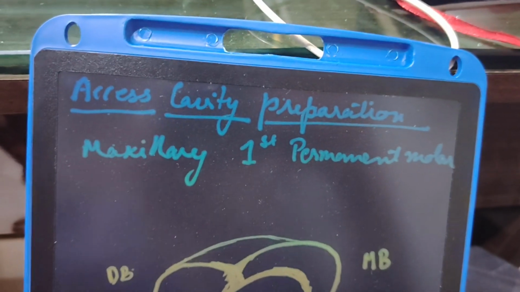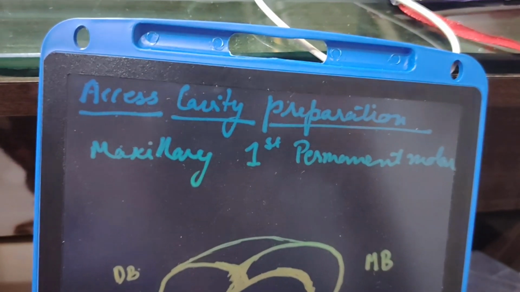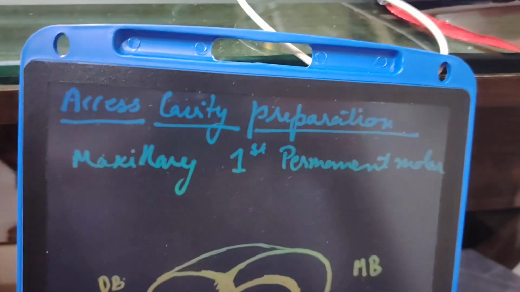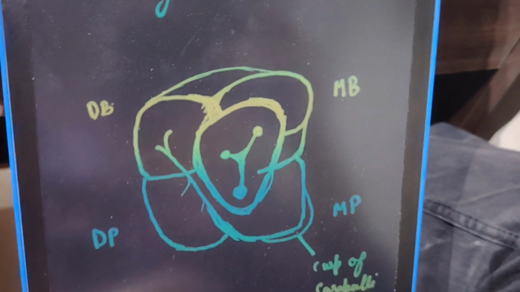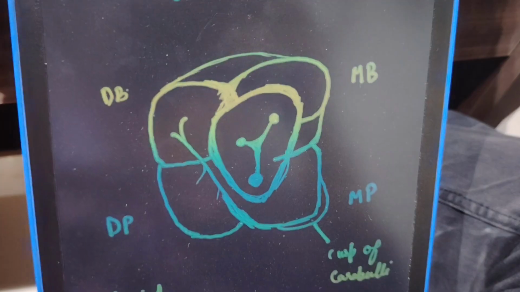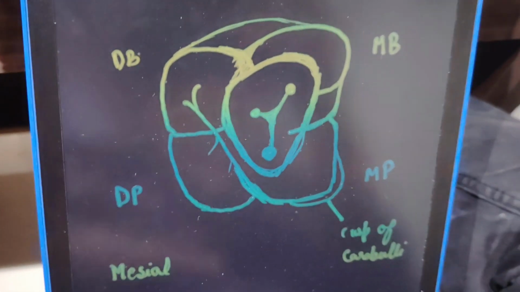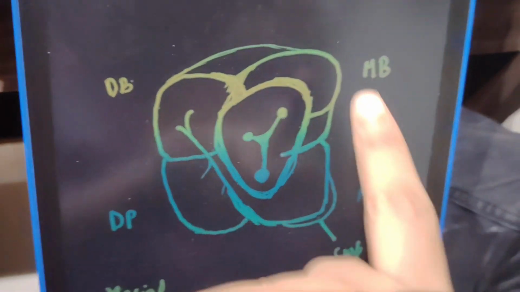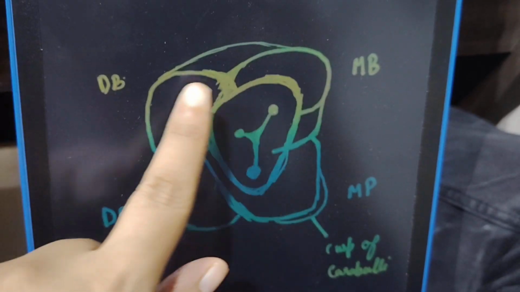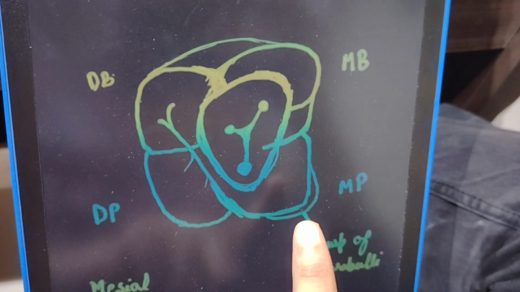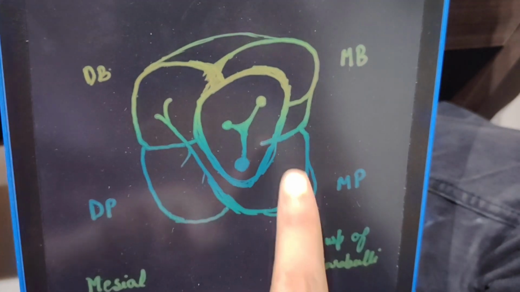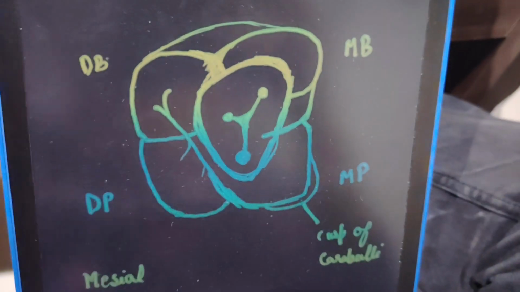Okay, so today I will be talking about access cavity preparation of maxillary first permanent molar. This is a schematic diagram where I have shown a maxillary first permanent molar. What we are seeing here is the mesiobuccal cusp, that's the distobuccal, that's the distopalatal, that's the mesiopalatal cusp. These are the four cusps that I can see.